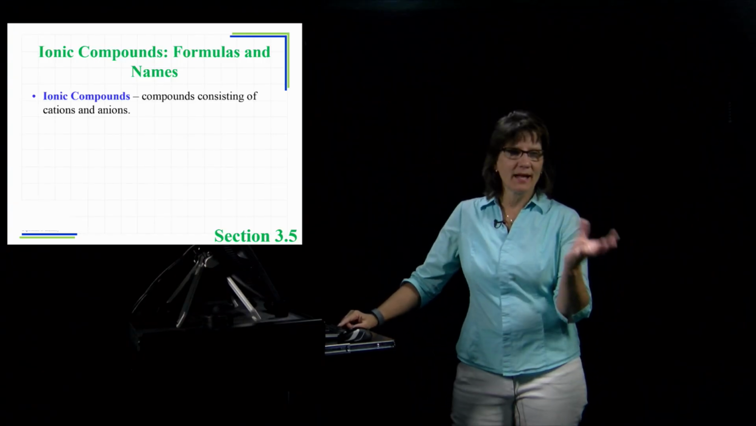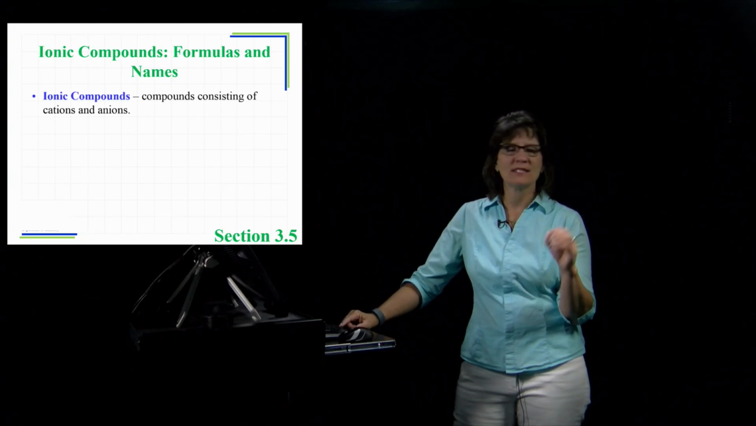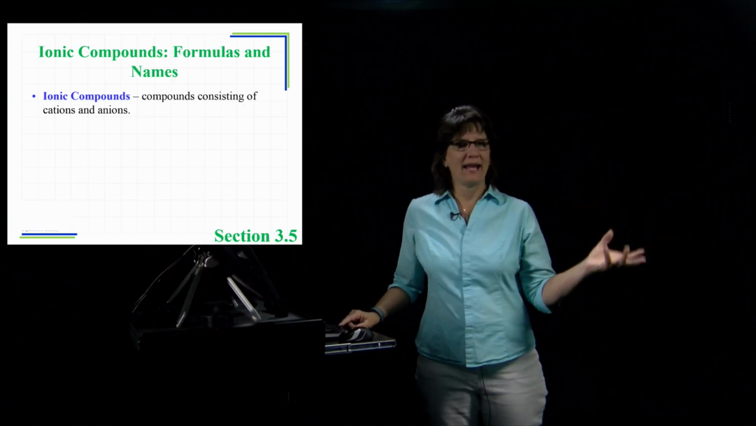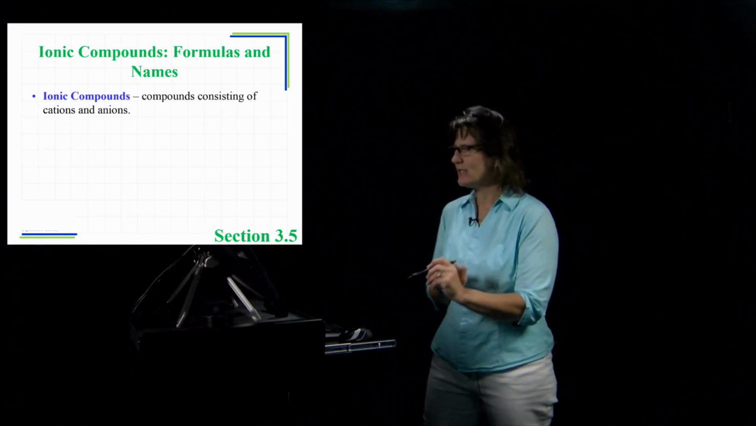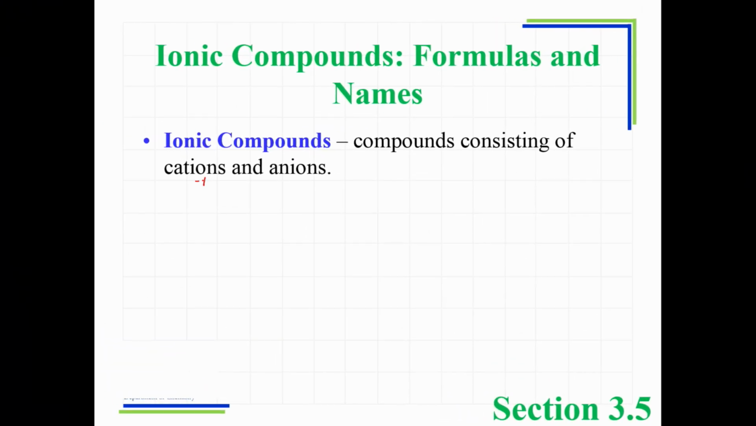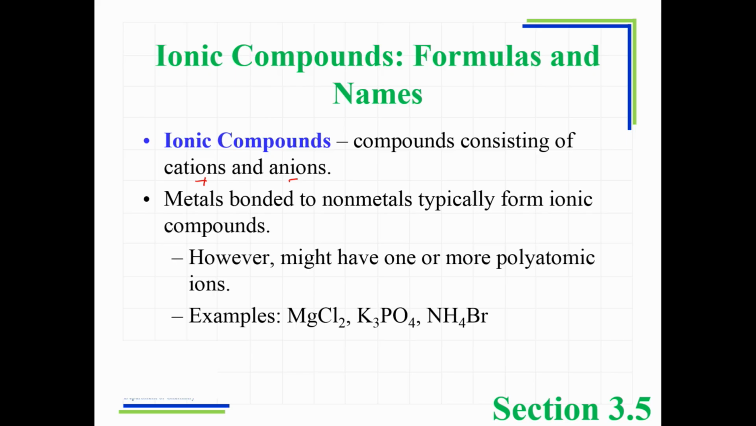Okay, so what is an ionic compound? It's a compound consisting of ions, cations and anions. We know that the cations are positively charged ions, right? So our cations are positively charged, our anions are negatively charged. We know that opposites attract, and those ions are going to come together to make our formulas, okay?